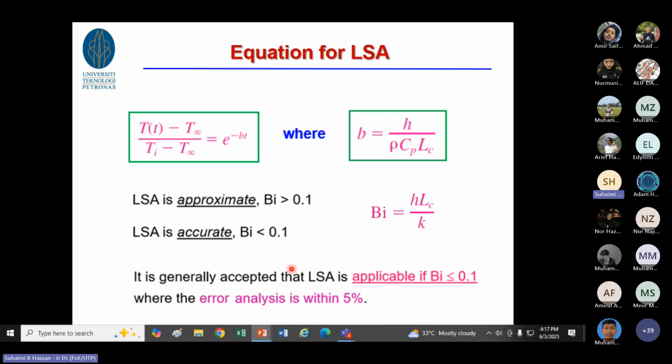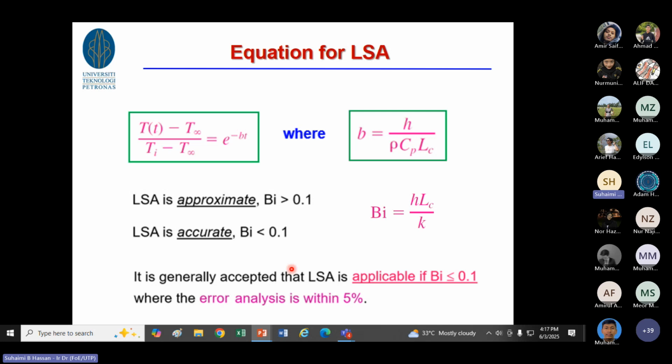Any questions? Before I go further, what I'm saying just now is very important to justify whether you want to use the lump system analysis or the one-term approximation. One-term approximation will be in another lecture next week, Week 5. Anyone not clear about the statement? Whether you proceed or not depends on the Biot number.